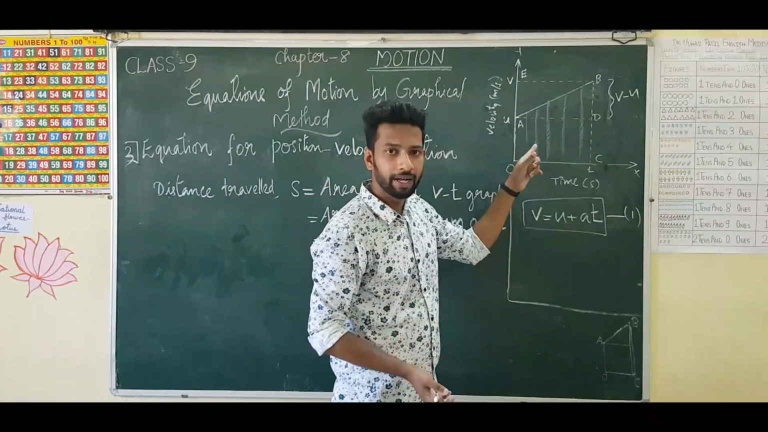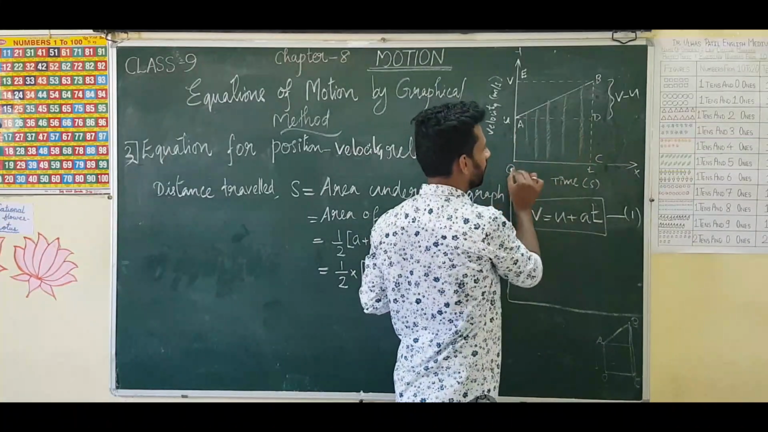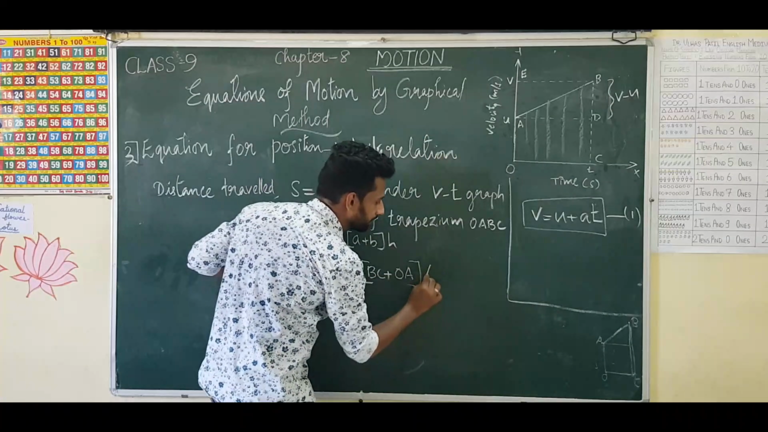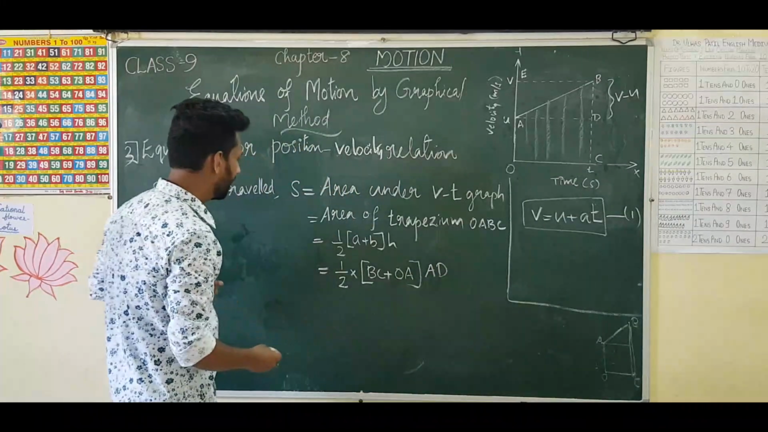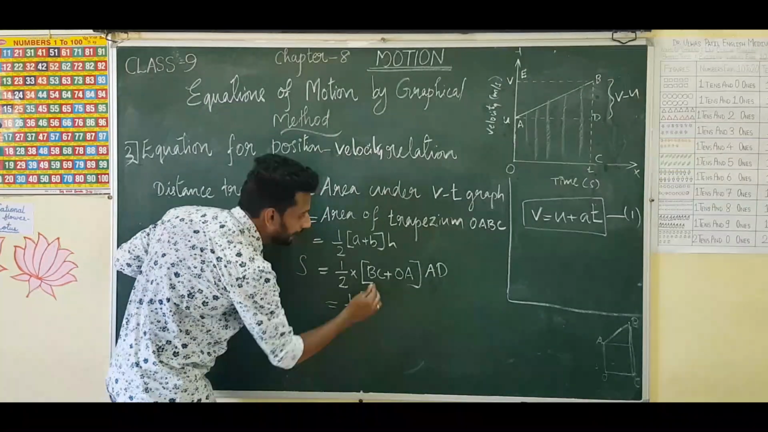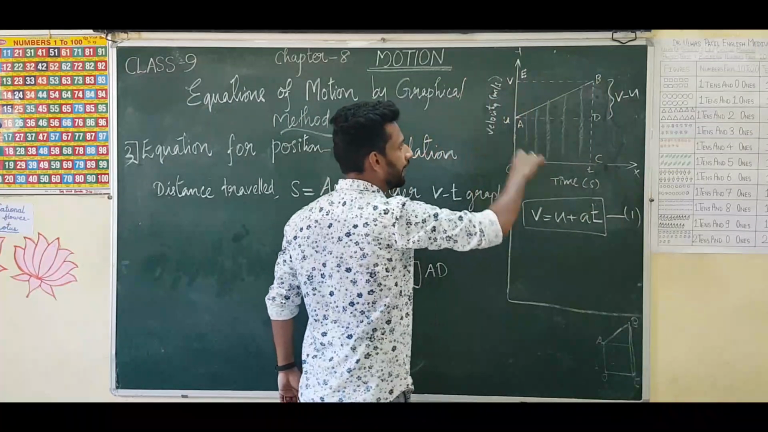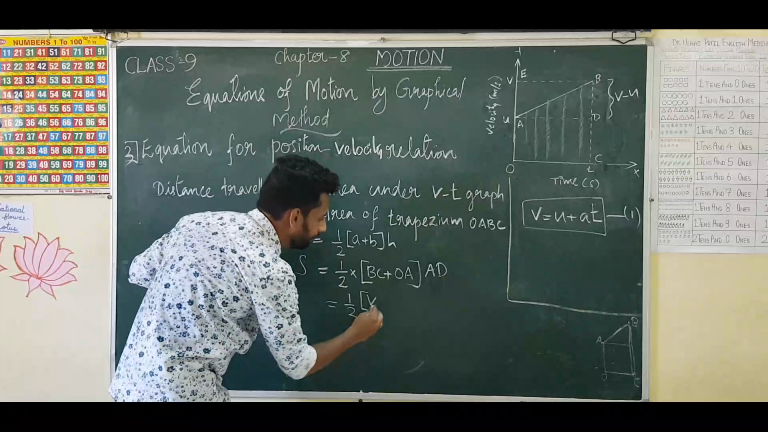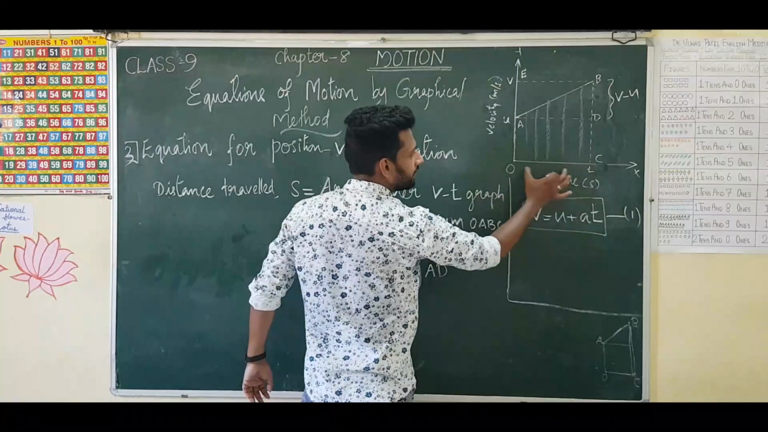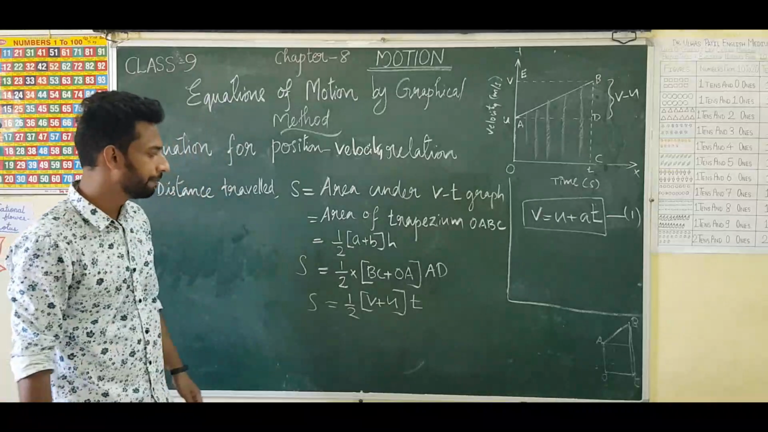Actually, this is a twisted trapezium, so you can write the height as AD or OC, according to your convenience. I am taking AD. Now substitute the symbols. Half into BC. What is BC? This distance is equal to v, and OA is equal to u. So v plus u into what is AD? AD is equal to OC, that's equal to t. Okay, so we got s equal to half into v plus u into t.